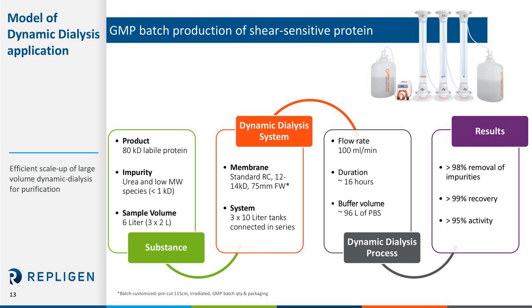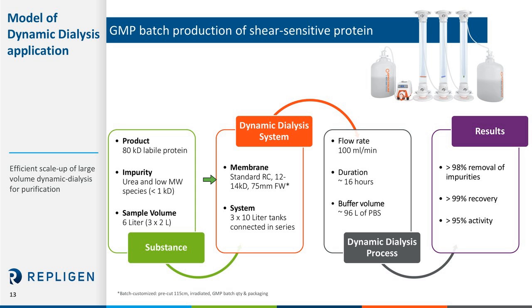So in this case, we're starting with a GMP batch production of a delicate protein that cannot be filtered because it would simply be damaged through filtration stresses and pressures. So what we're doing is starting with an 80 kD labile protein, and we want to purify it to eliminate urea and low molecular weight contaminants that are less than 1,000 Dalton. The sample volume we're starting with is 6 liters, and we're going to process it through our dynamic dialysis system.